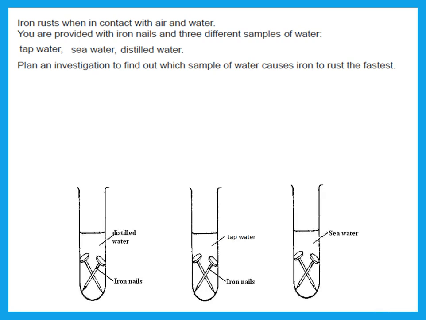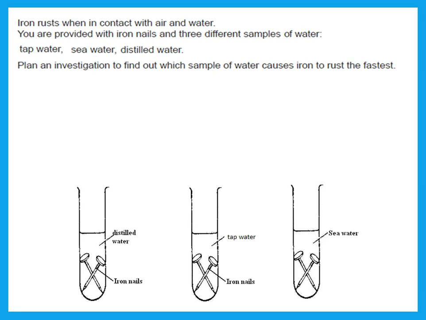Remember that in these kinds of questions, it's a good idea to draw. So what we're going to do is put the iron nails into equal volumes of tap water, distilled water, or seawater. Leave them at the same temperature for the same time. But what are we going to measure? How do we know if one has rusted more than the other?